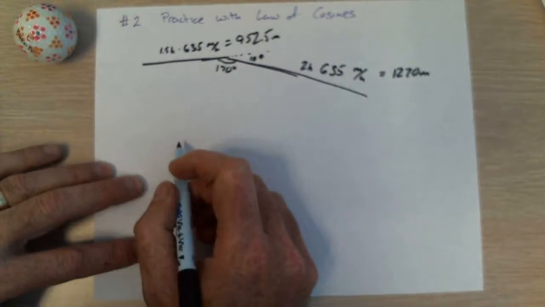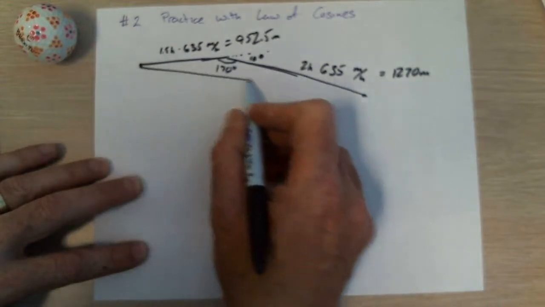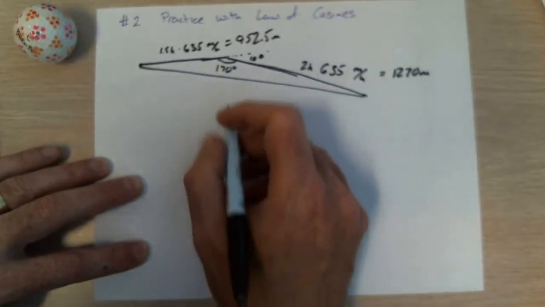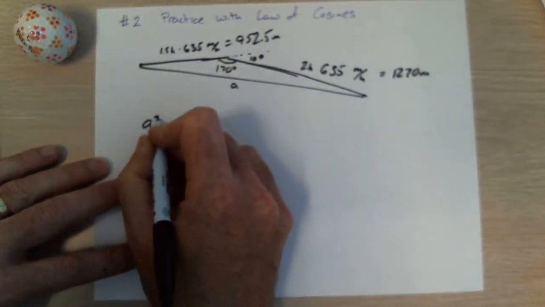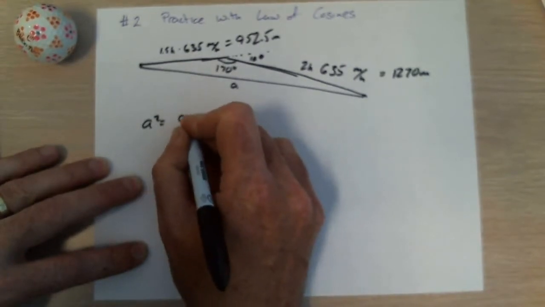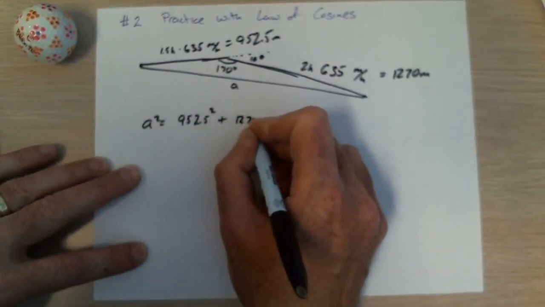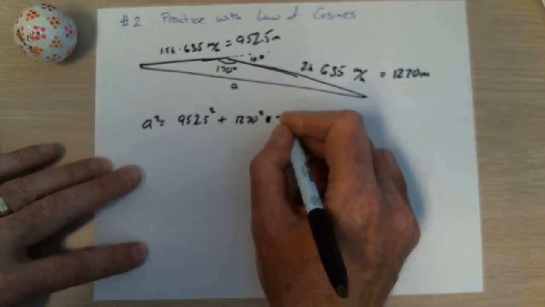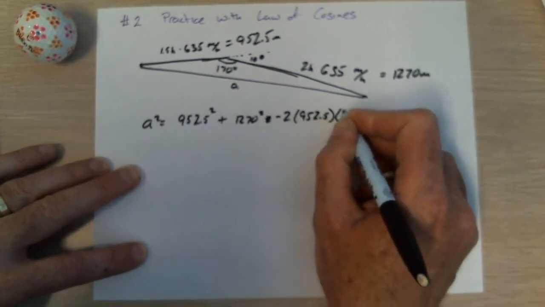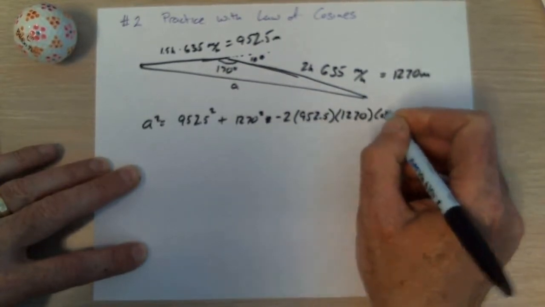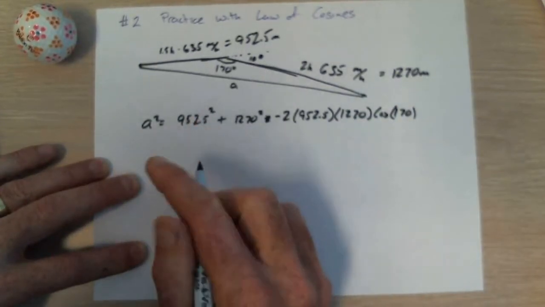And the question is, how far is she from her starting position? Well, if she started here and ended there, then they're asking for this distance right here. Let's call it A. That looks like a law of cosines problem to me, that A squared is 952.5 squared plus 1270 squared minus 2 times 952.5 times 1270 times the cosine of the angle in between. And then A is the square root of all that.